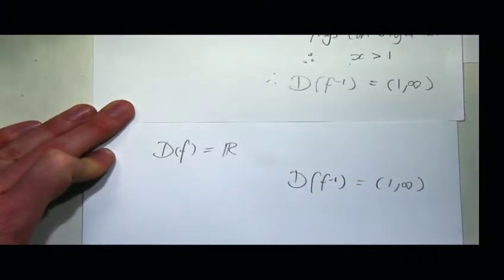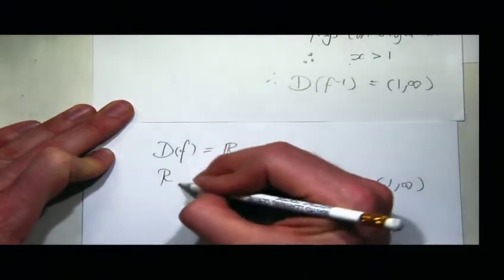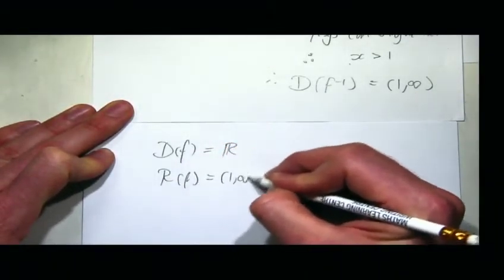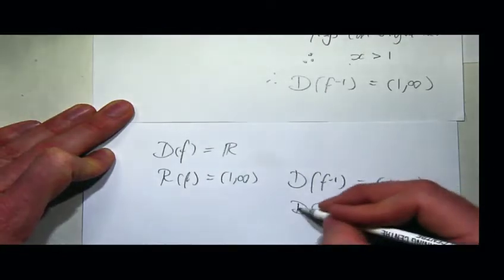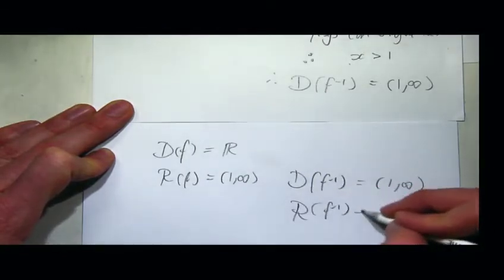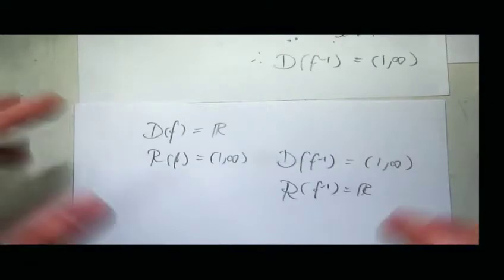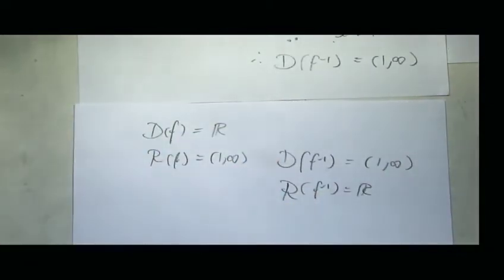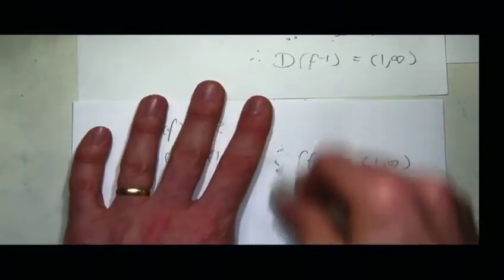So that means that the range of f would have to be 1 to infinity, and the range of f inverse would have to be R, because they switch over. I should have written them lined up, I'm sorry. If I was thinking clearly.